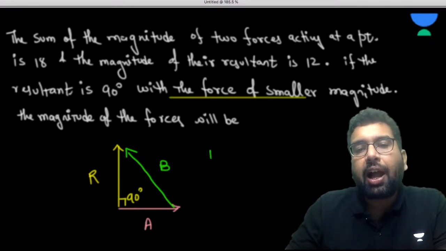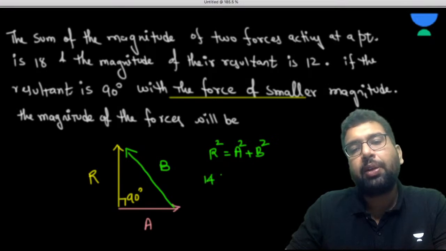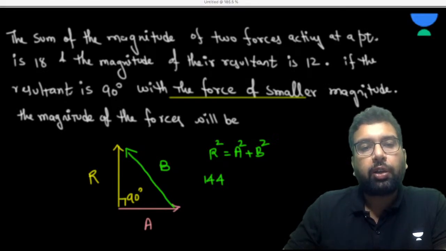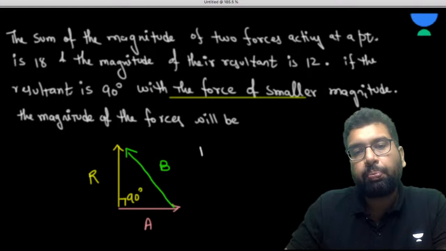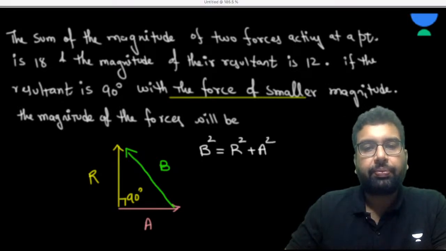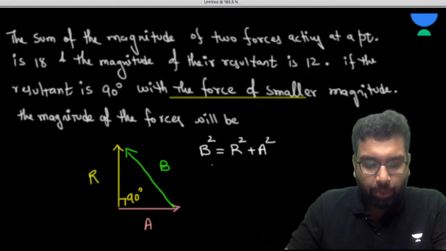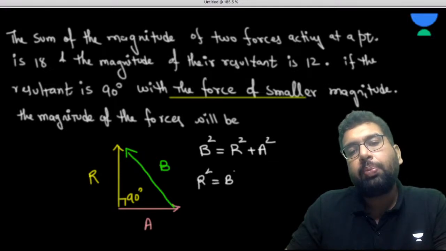Now from here, can't you say R square is equal to A square plus B square? No, this way we can't do that. See, here the sides are A, B, and R. B is the hypotenuse. So B square is equal to R square plus A square, and so R square is equal to B square minus A square.